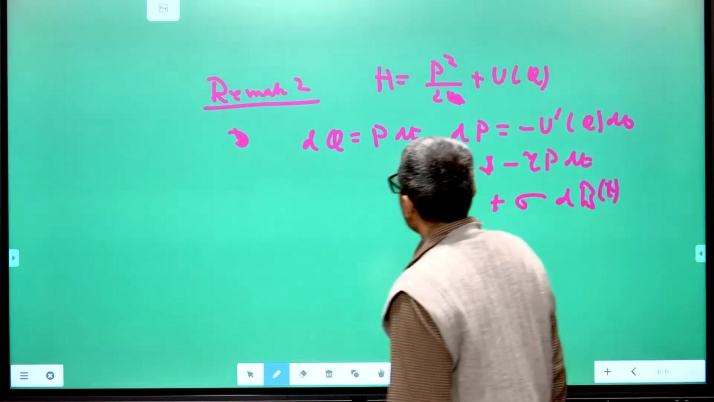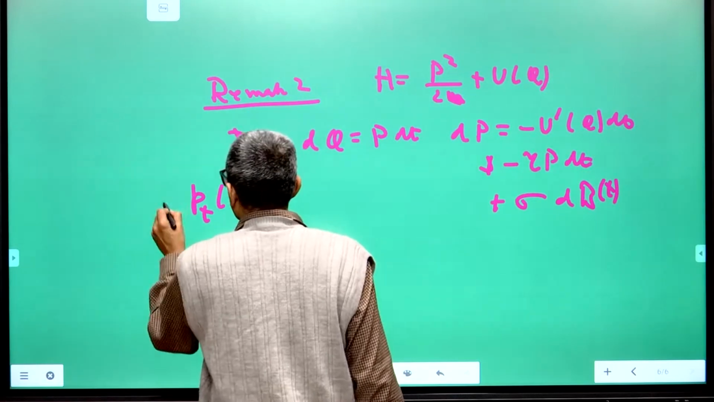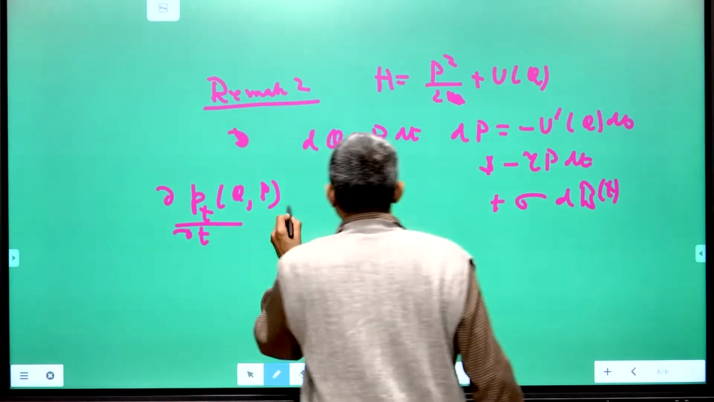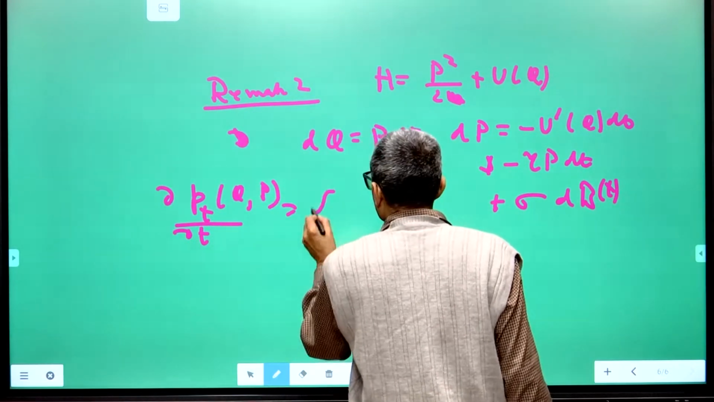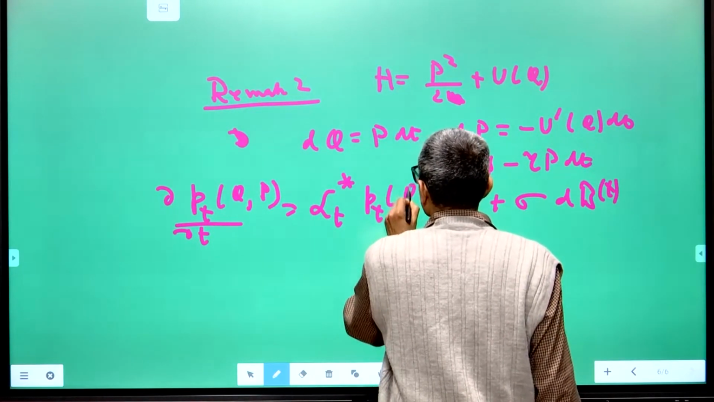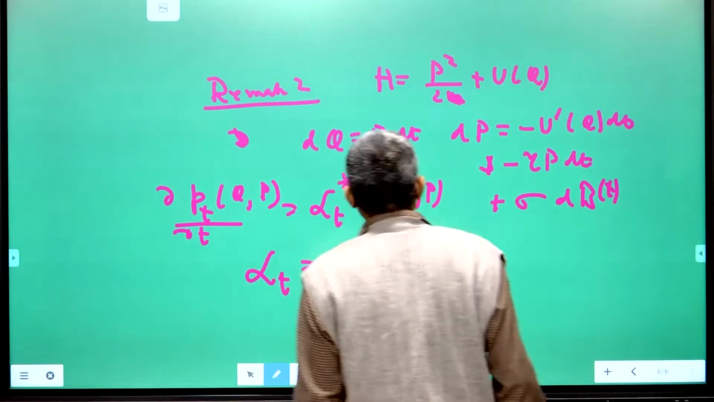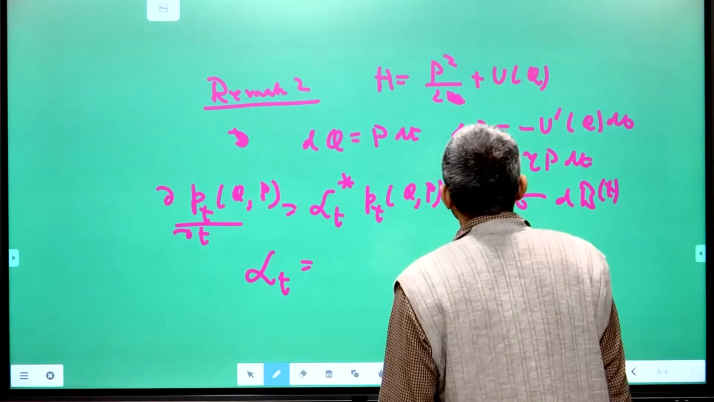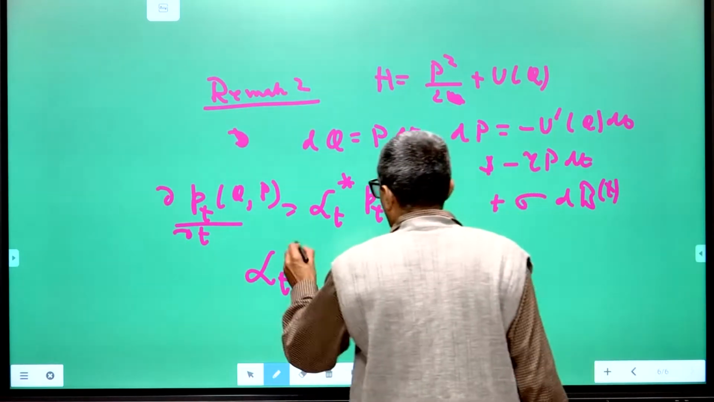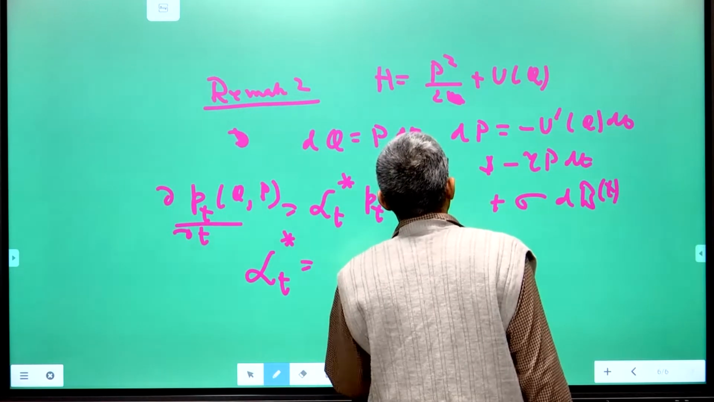So, what is the classical Fokker-Planck equation for the joint density of q and p? It is simply given by ∂_t p_t(q,p) = L_t* acting on p_t(q,p), where L_t is the generator of the Markov process, so that L_t* becomes a forward Fokker-Planck operator.